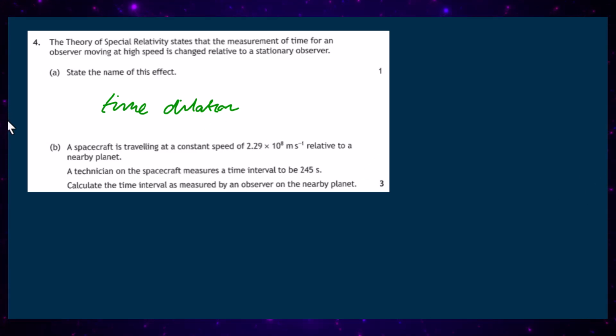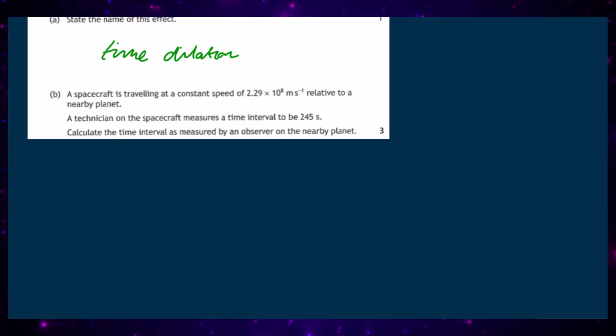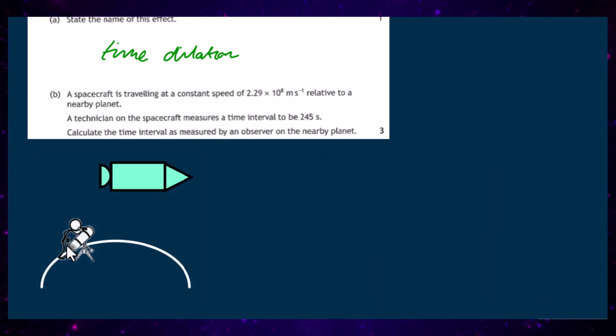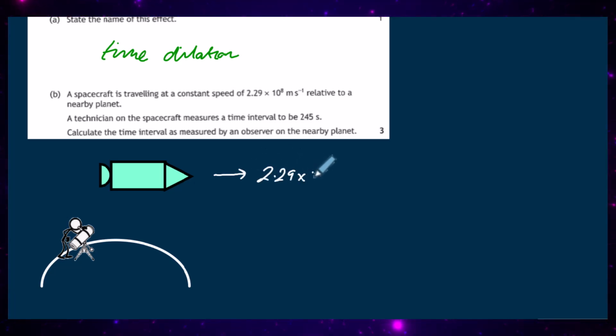Now, to do that, what we simply do is we have a little diagram. I always insist on having a diagram. It's maybe not as complicated as this, but a quick sketch to see what's happening and fill in all the necessary data we have. The spacecraft, first of all, is moving at a speed of 2.29 times 10 to the power 8 metres per second. And the time measured on the spacecraft, which is called the proper time measured by the astronaut or the technician on it, is going to have a time of t equal to 245 seconds.